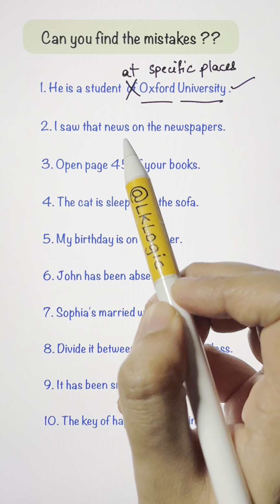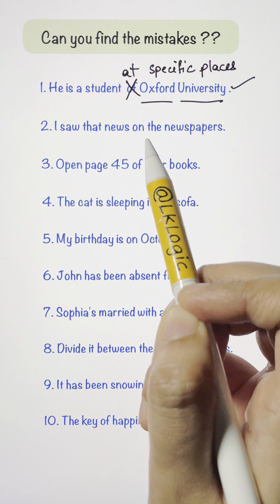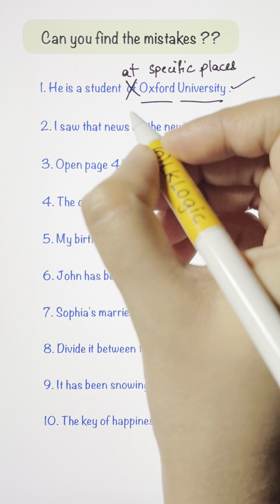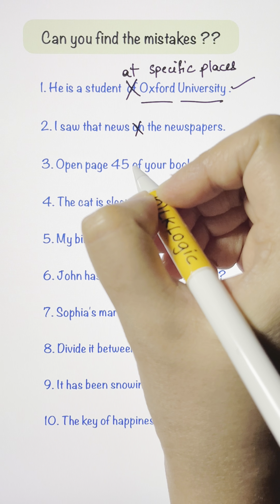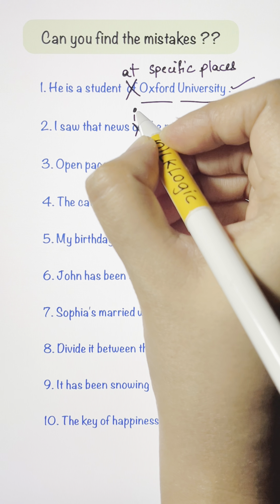I saw that news on the newspaper. Now, what's wrong in this sentence, guys? So, here we don't use on. Alright, then what do we use here? I saw the news in the newspaper.